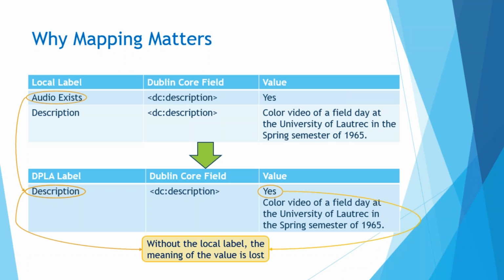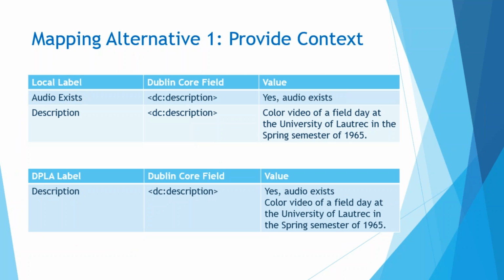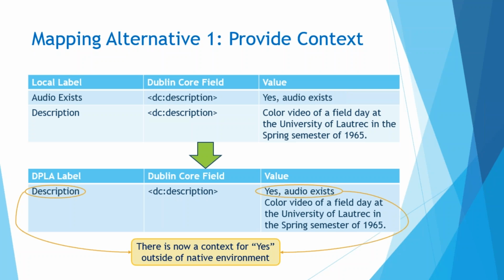So let's go over what that looks like. For one, you provide context. So here, you give the context of audio exists in the metadata itself, and it's not reliant upon that local field. So when it goes into DPLA, it's clear that yes, audio exists has a full meaning unto itself, even though it's combined and it doesn't have that local field name anymore. So that's one option that you have here.